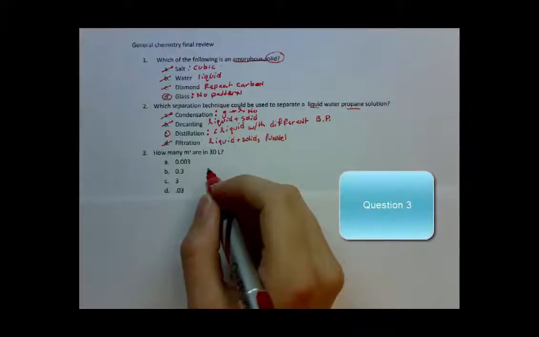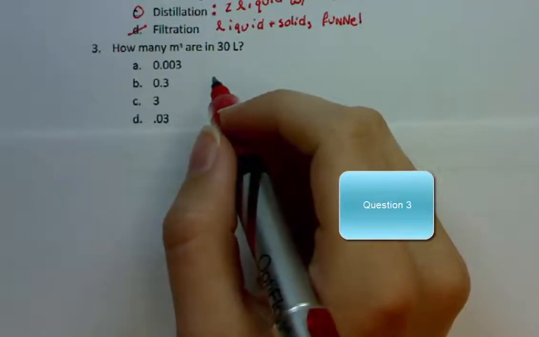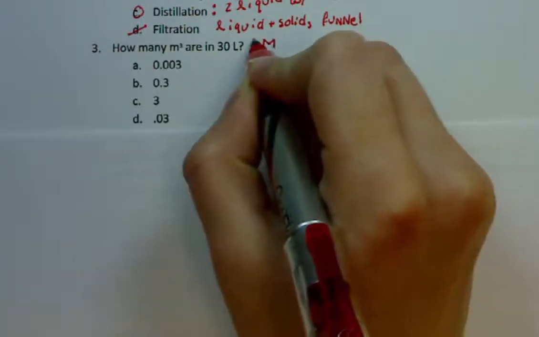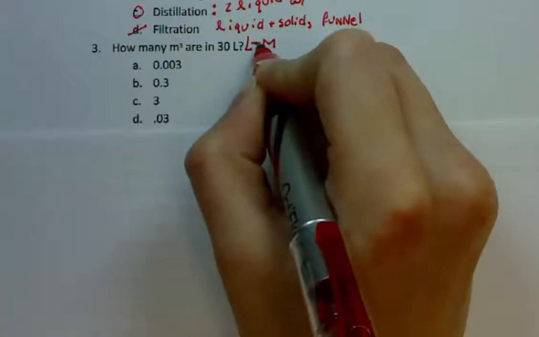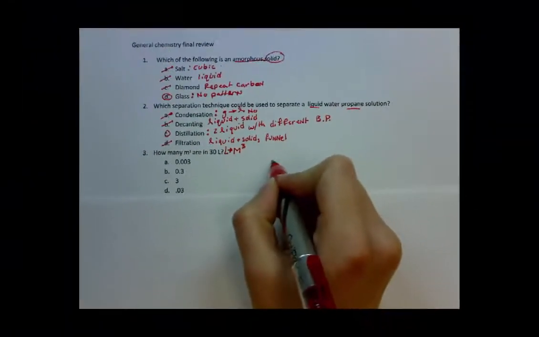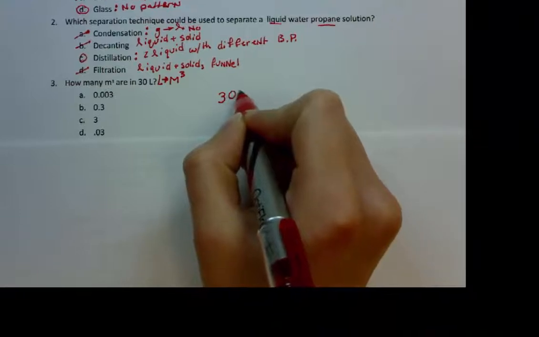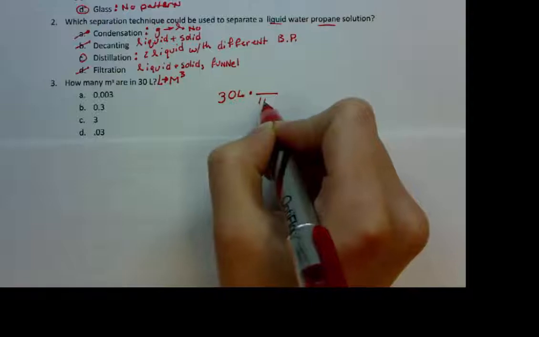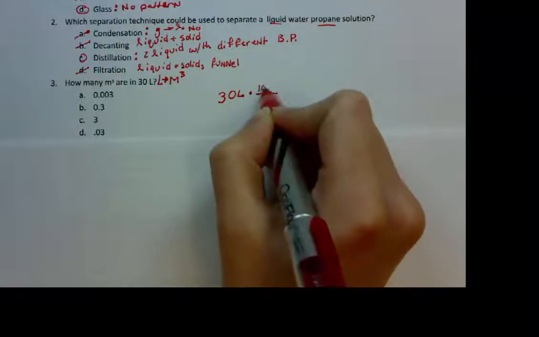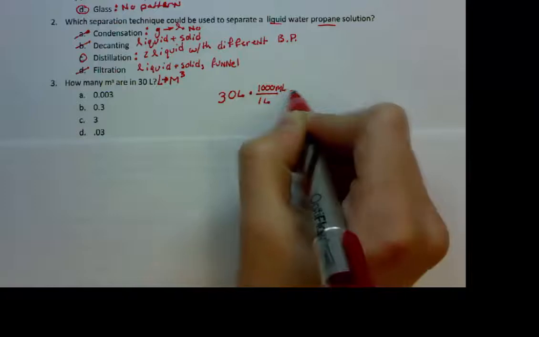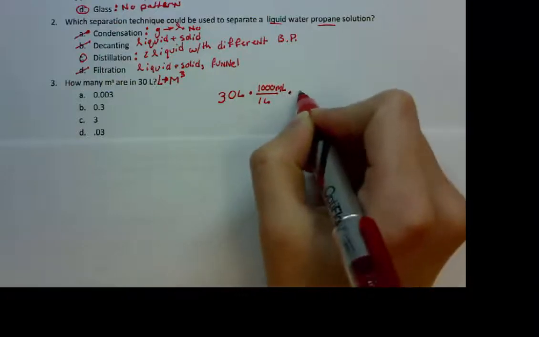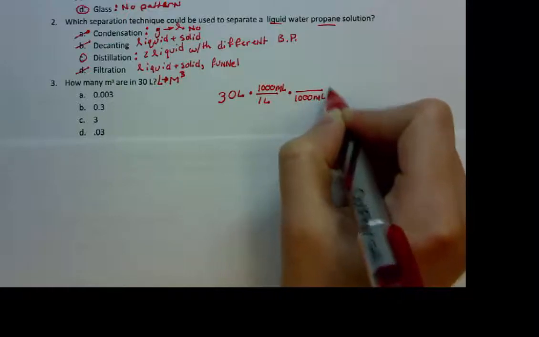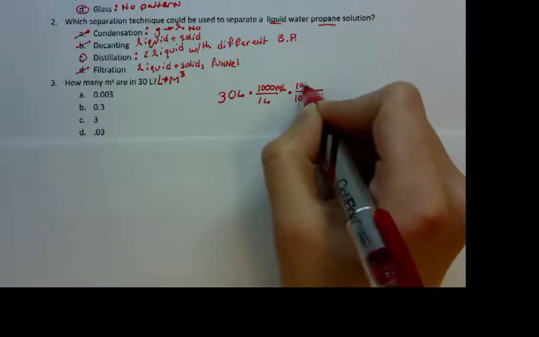We move on to question 3. How many meters cubed are in 30 liters? We need to convert liters to meters cubed. We start with 30 liters. For every 1 liter, we have 1,000 milliliters. Next, we convert to centimeters cubed. For every 1,000 milliliters, we have 1,000 centimeters cubed.